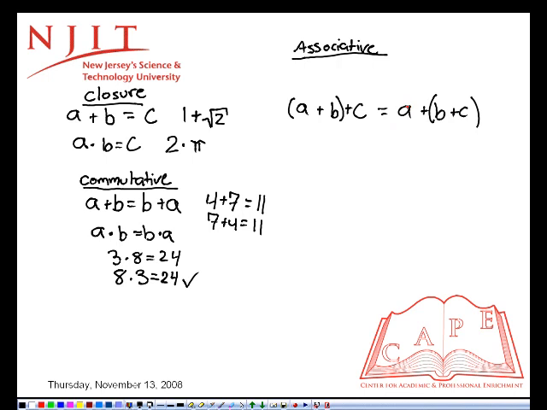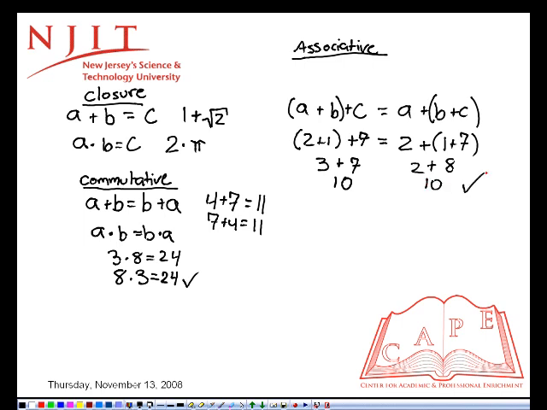So let's pick actual numbers. 2 plus 1 plus 7. Now, if this associative property is true, then this should equal 2 plus, parentheses, 1 plus 7. Alright, well, let's do the math. Inside the parentheses, this is 3 plus 7. This gives us 10. Okay, let's try this side. Inside the parentheses is 8. 8 plus 2. This also gives us 10. So yes, this associative property does work.